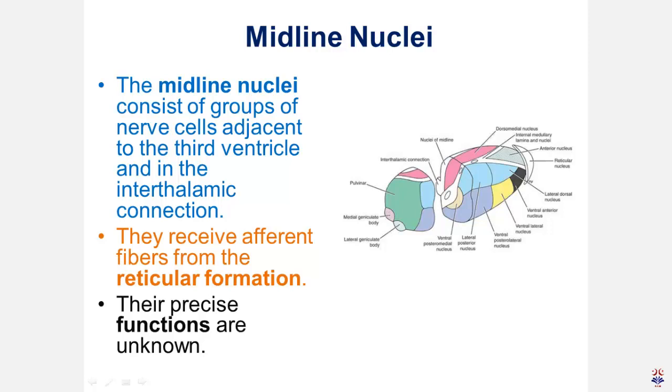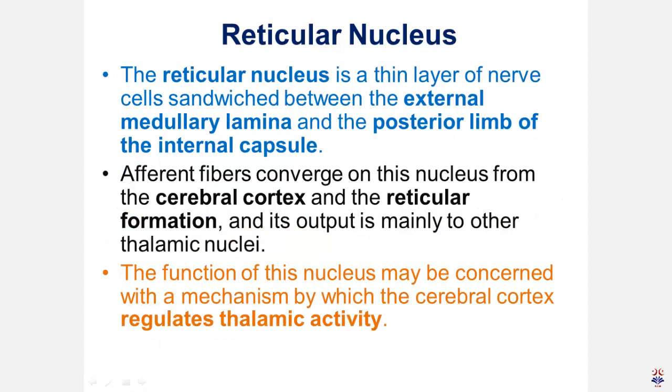They receive efferent fibers from the reticular formation, and their function is unknown. Next, reticular nucleus. It is a thin layer of nerve cells sandwiched between external medullary lamina and the posterior limb of the internal capsule.